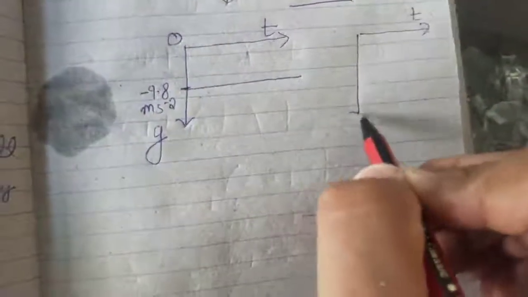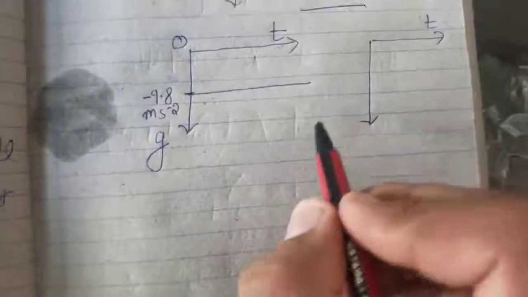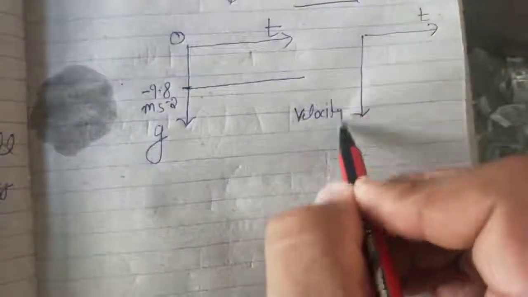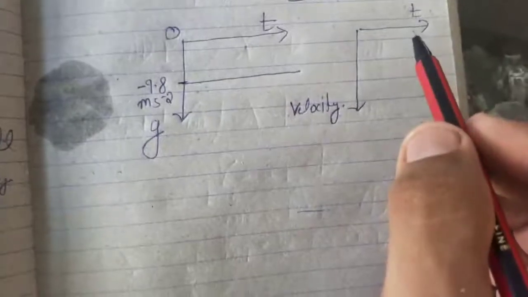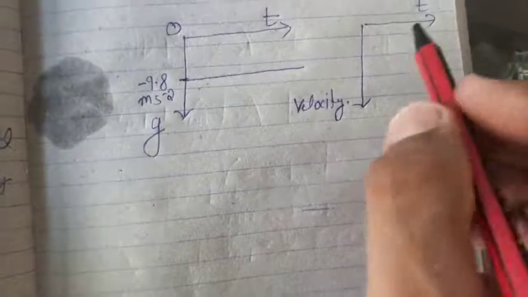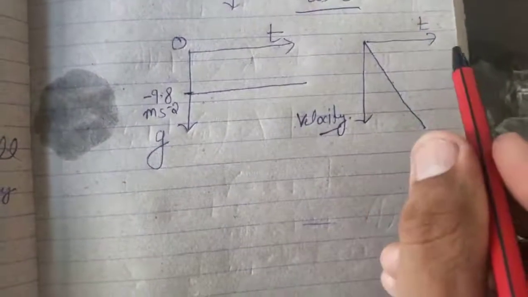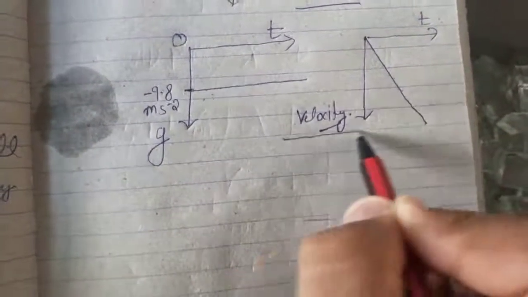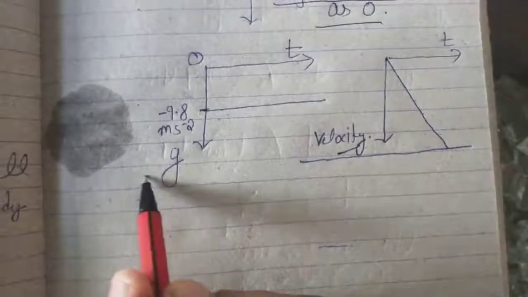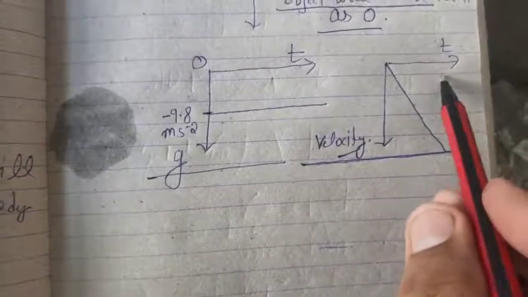So next concept is, what happens to the velocity with increase in t? You know that when we are throwing the body under free fall condition, constant acceleration will be there and velocity will increase. So this will be the graph of velocity. Velocity goes on increasing at a uniform rate with increase in time when it is in free falling condition. So this is the graph of g with respect to t, and this is the graph of velocity with respect to t when the body is in free fall.